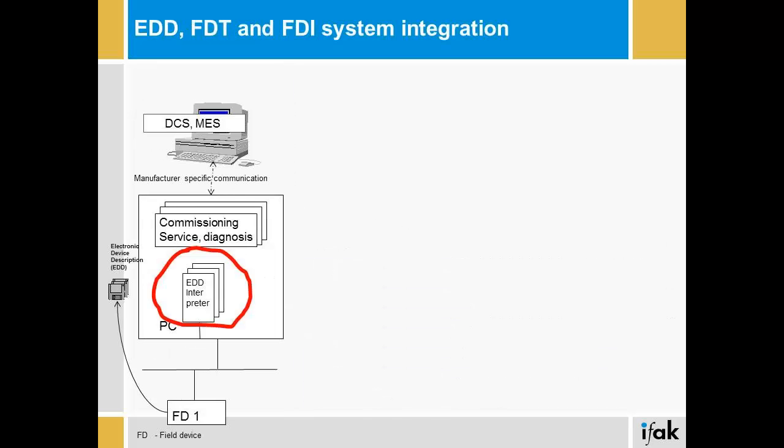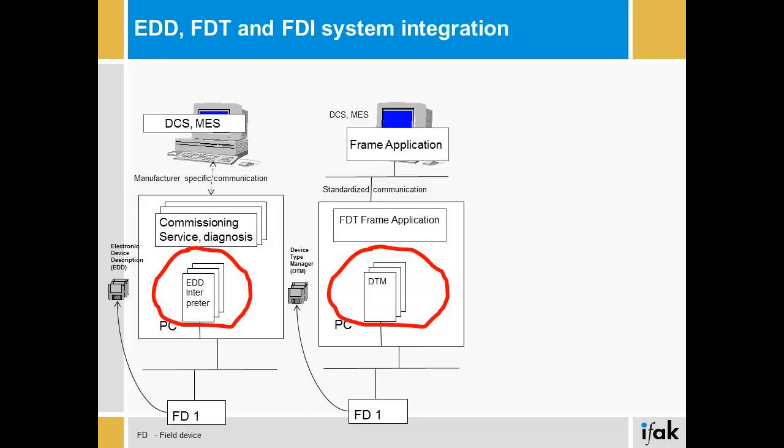The EDD, as already announced, has this interpreter, and this interpreter, together with the EDD, this device proxy, is running in the commissioning and diagnosis tool. This diagnosis tool is a kind of data island, and only in a manufacturer-specific way can the upper applications like inventory control or maintenance interact with this tool, through a manufacturer-specific interface. The DTM is this device proxy, and this device proxy is running underneath a so-called frame application, and this frame application can be either on the same PC or computer as the DTM, or it can be in another place in the system.